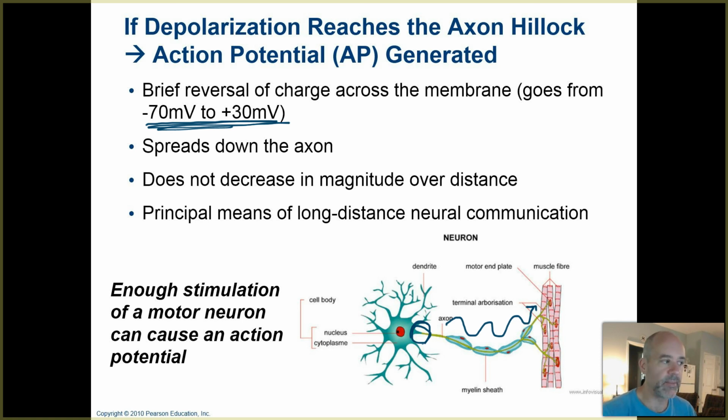Some other key things about an action potential. It starts here. It very rapidly spreads all the way to the end. It does not decrease in magnitude over distance. Okay, so you're going to have a flip from -70 to +30 all the way from one end to the other.